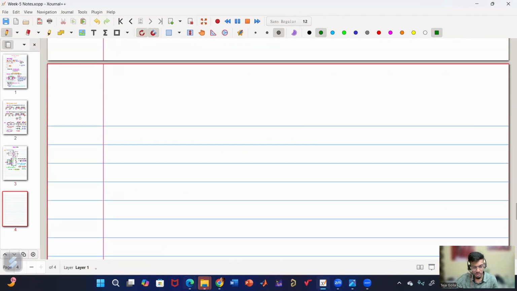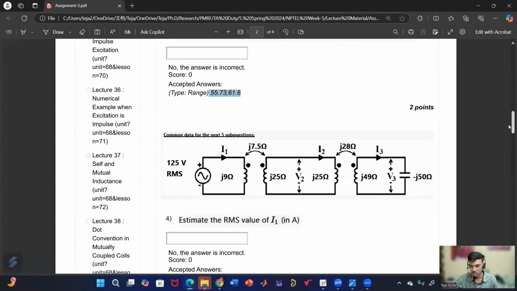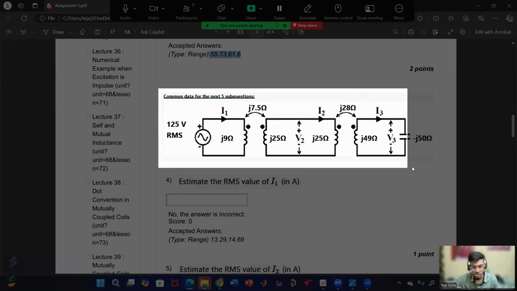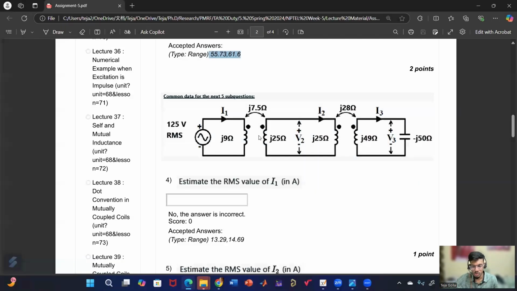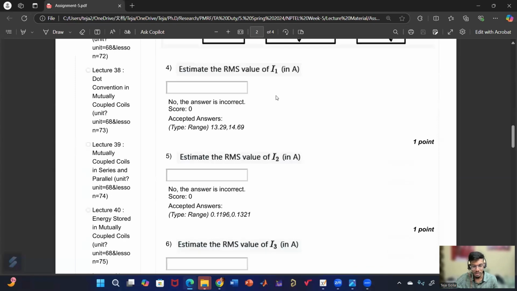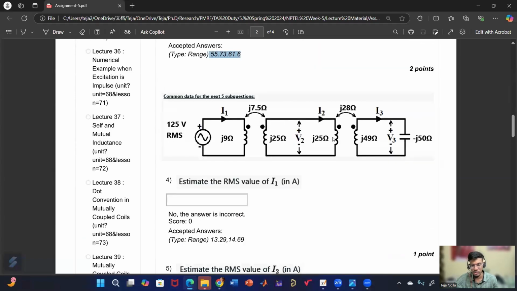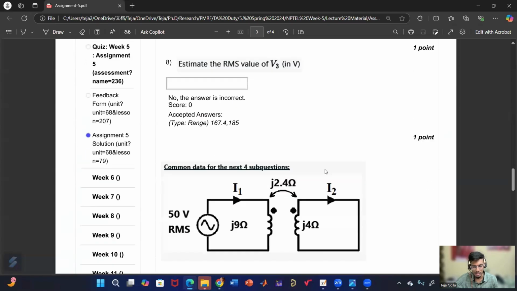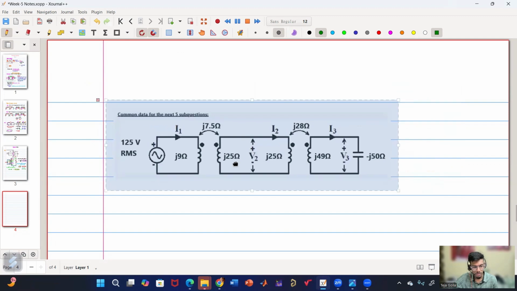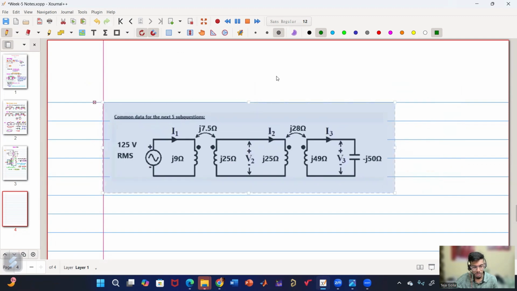Okay, so let us solve another problem. This problem is also very good. I think this will be the last problem for today. The number of mutual inductances is reduced, so it will be comparatively simpler, whereas in the previous one the number of voltage sources was more. They are asking for the RMS value of I1, I2, I3, and V2, V3. So first we have to solve for I1, I2 and I3. That will be our main concern. So this will be problem 3.